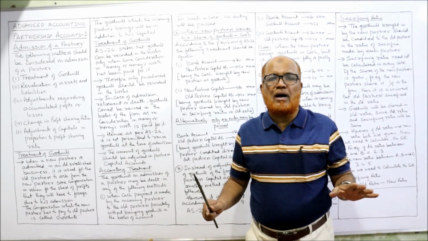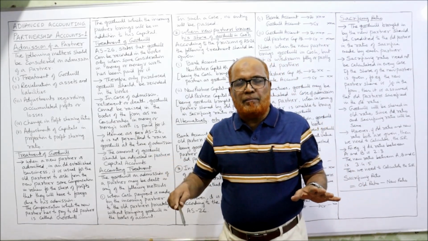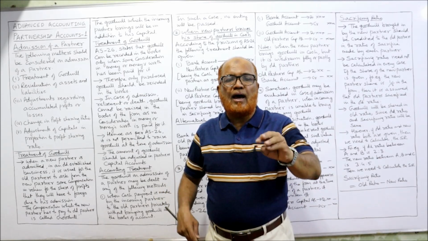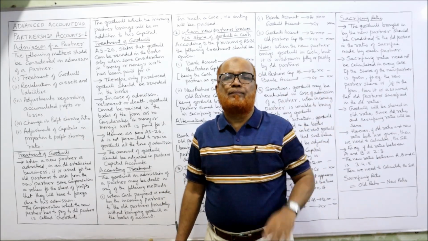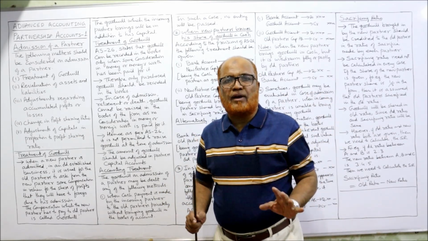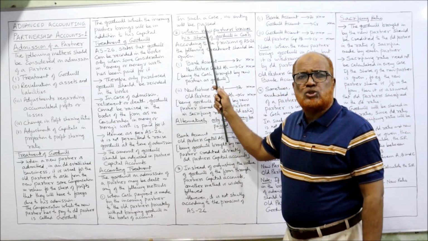No entry will be passed because the new partner brings cash for goodwill and pays this goodwill privately, not in the books of accounts. So no entry is required. This is the first situation.